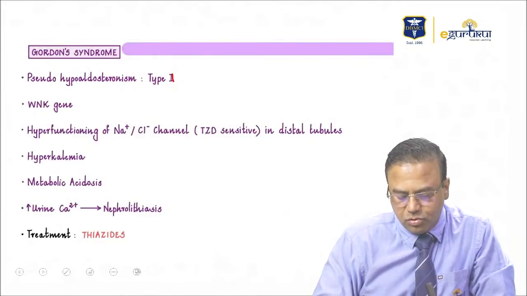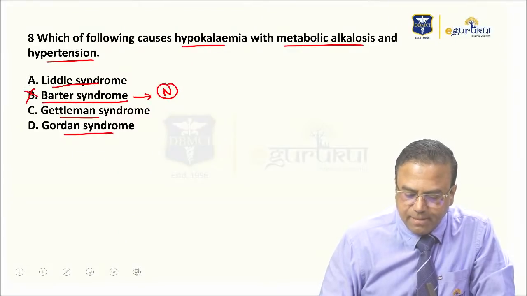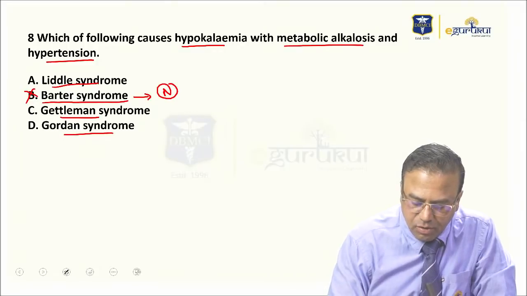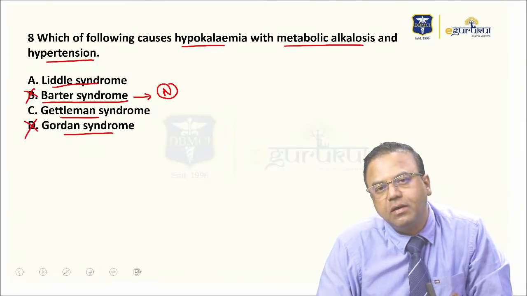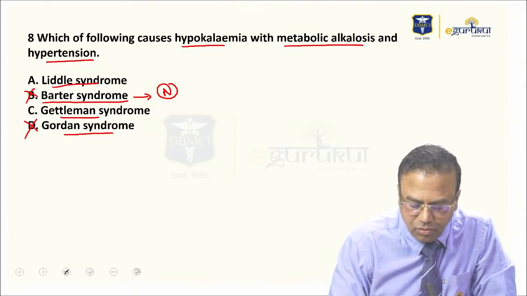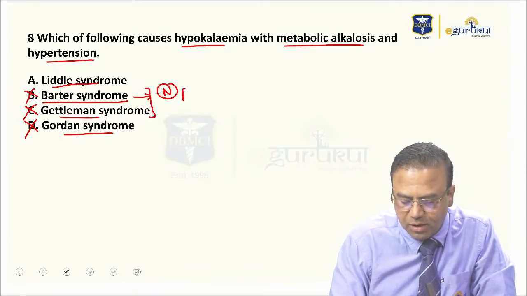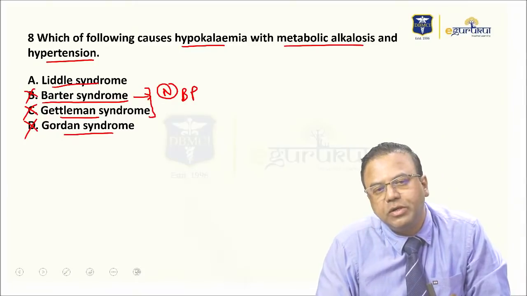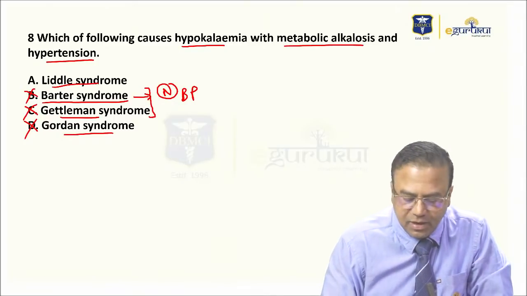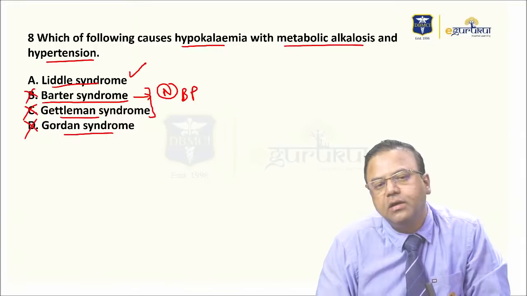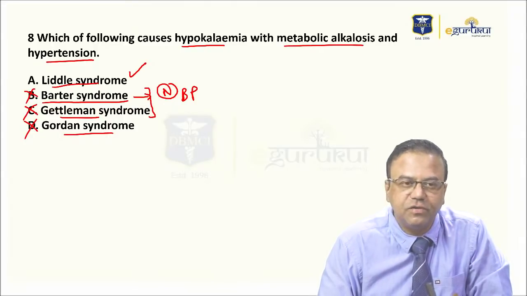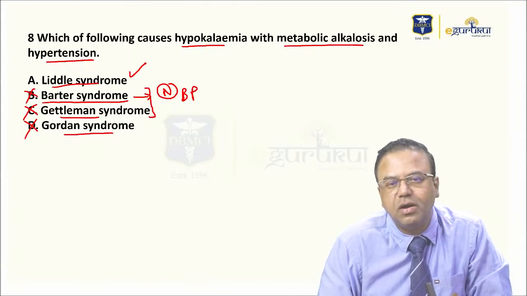Okay, so to come back to the question that they ask in the exam, when you see hypokalemia, then rule out Gordon's. Gordon's comes with hyperkalemia. If they say hypertension, then rule out Gitelman and Bartter. Both Gitelman and Bartter come with normal blood pressure, okay, normal to low blood pressure. So among these conditions, the one that comes with hypertension is Liddle's. Yes, even Gordon's comes with hypertension, but the difference is Gordon's comes with hyperkalemia, not hypokalemia.